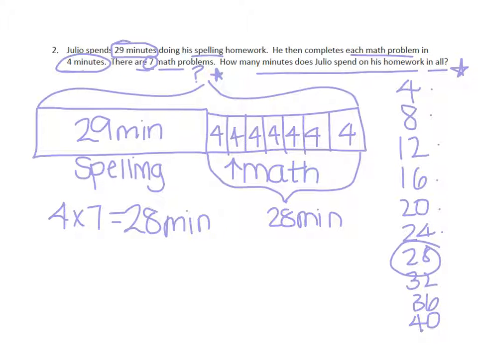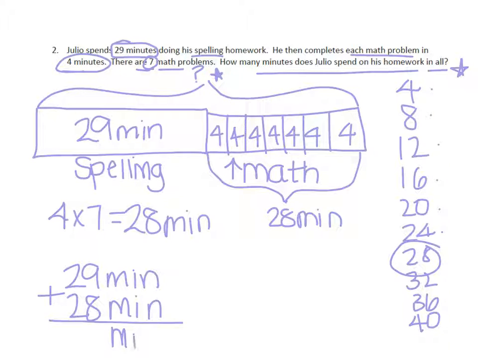Now I know that he solves spelling problems in 29 minutes. What will I need to do with the 29 minutes and 28 in order to solve the total? I will need to add. Go ahead and solve 29 minutes plus 28 minutes. Pause the video while you work and replay when you are ready.